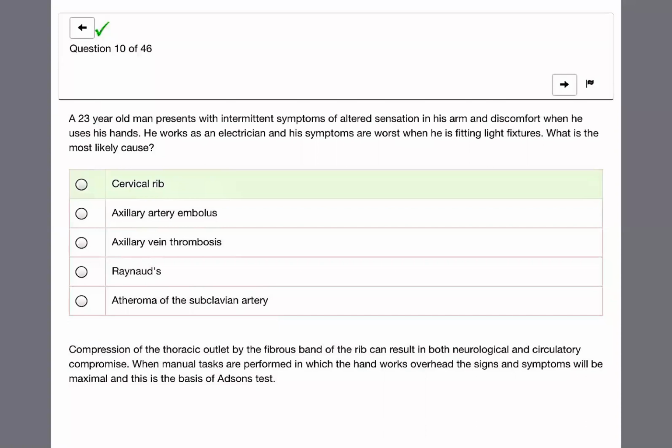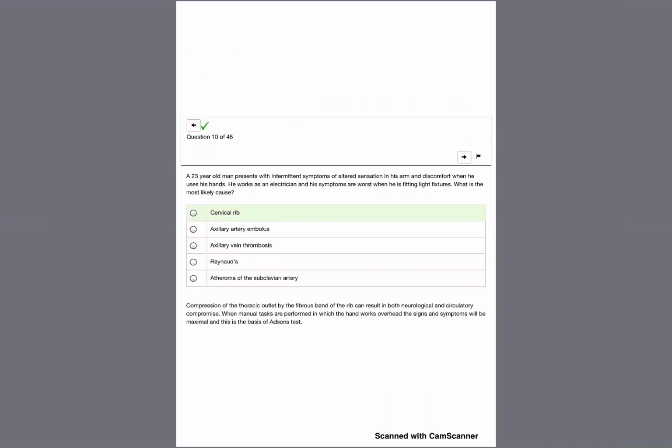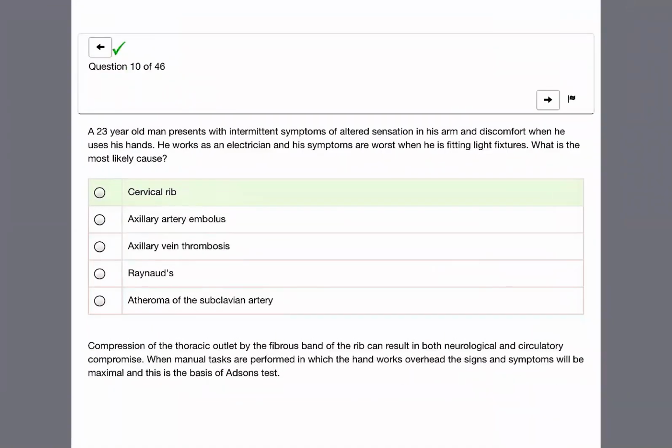So what is the core difference between Raynaud's and Buerger's? One veins and one arteries? No, both arteries. I want to know the pathology of Raynaud's and the pathology of Buerger's. Raynaud's is vasoconstriction. It is a vasospastic disease.